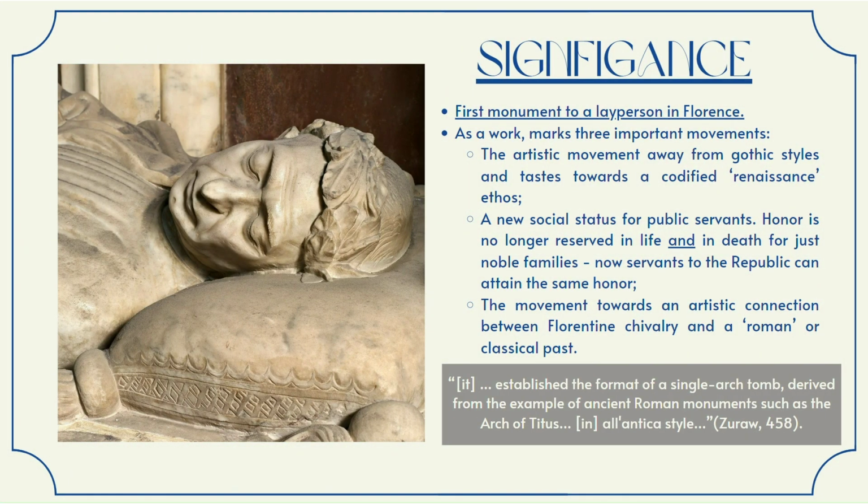It's the first monument to a layperson in Florence, a regular public citizen or a public office. As a work, it marks three important movements: the artistic movement away from Gothic styles and towards a codified Renaissance ethos, a new social status for public servants, where honor is no longer just reserved for the nobility, but also for servants of the Republic, and the movement towards an artistic connection between Florentine chivalry and a Roman or classical past. Zora notes in her essay on the monuments of Bruni that it established the format of a single arched tomb derived from the example of ancient Roman monuments.